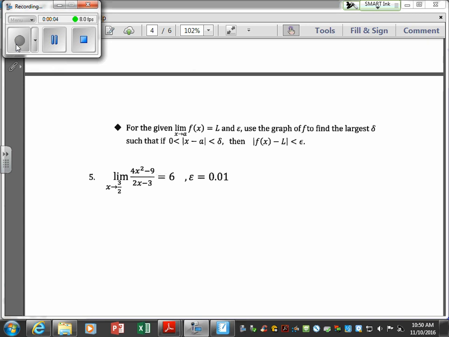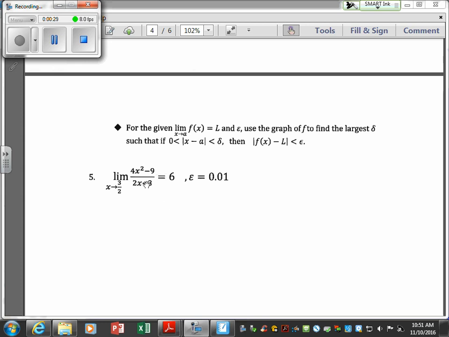Okay, after considering the formal definition, it says given our limit and epsilon, use the graph of f to find the largest delta such that it satisfies the inequalities of our definition. So we're going to do a little bit of side work on this. The first thing we're going to do is work with the limit itself.